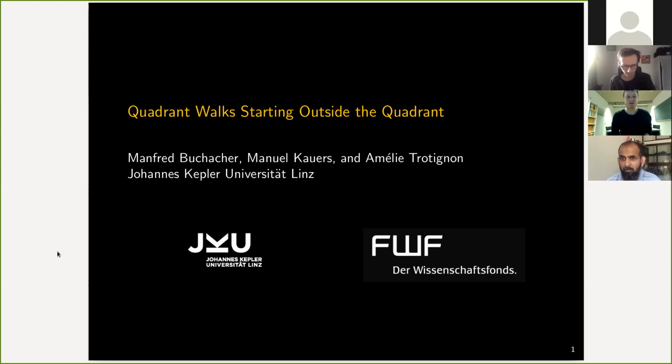So the title is Quadrant Walk Starting Outside the Quadrant, which might sound a little bit exotic. So I will first try to explain what our motivation was to study this kind of lattice walks, and then present some of the techniques we used to study them.